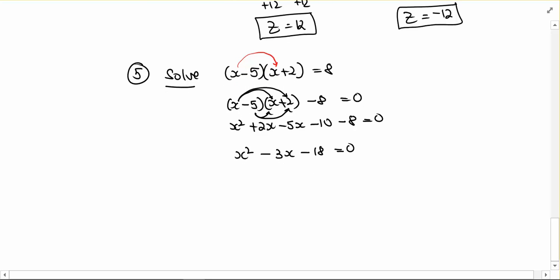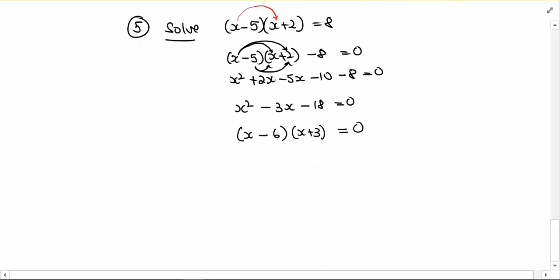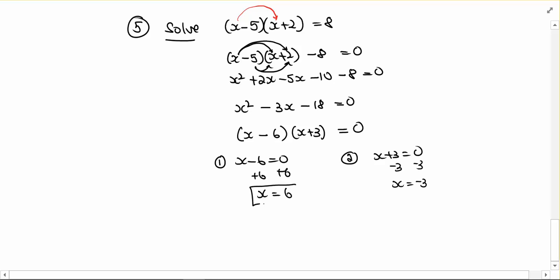So now we can factor this to see if you can get it into mn form. So what numbers multiply to be negative 18 while adding to be negative 3? So that would be negative 6 and positive 3. So x minus 6 would be 0, or x plus 3 could be 0. So add 6 and you get x equals 6, minus 3 and you get x equals negative 3. And so these are your answers. That's it for solving a quadratic equation.